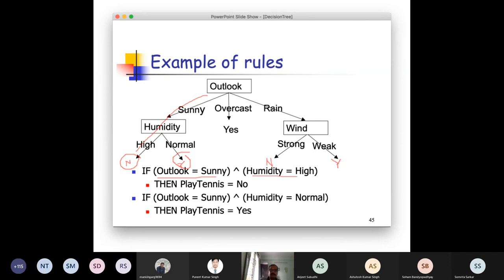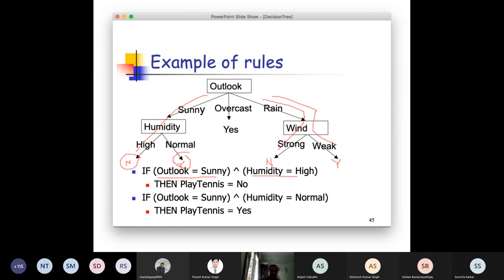So you can consider all the set of rules. Similarly, another rule is if outlook equals overcast, then play tennis equals yes. Then if outlook equals rain and wind equals strong, then play tennis equals no, and if outlook equals rain and wind equals weak, then play tennis equals yes. So there are 5 rules. You can see there are 5 rules. Now you consider each rule, and then you start pruning one of these clauses.